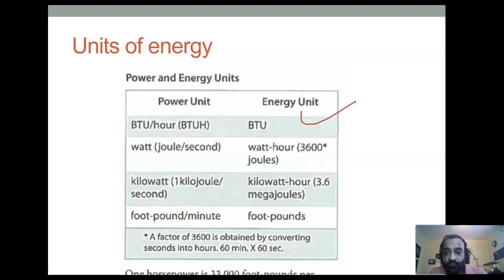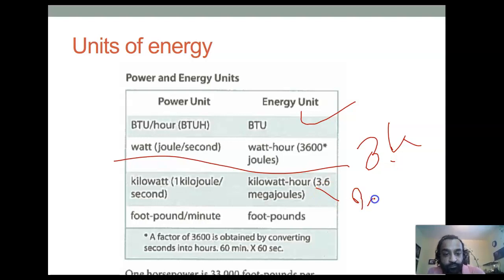What about watts? So there's a conversion between watts and BTU, and it's 1 BTU is 3.4 watt. Okay, a kilowatt is 1,000 watt. Makes sense. And we also have foot-pound per minute. I don't think we're gonna use that, but you get the point.